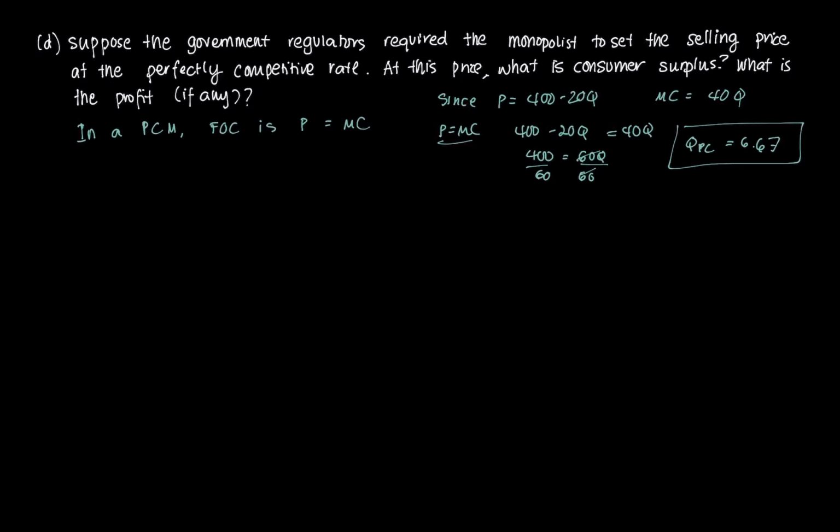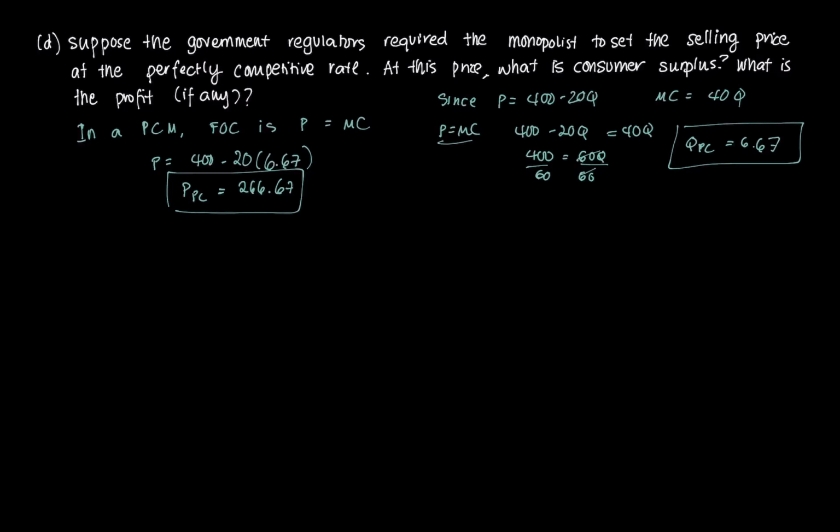Now, what's the price? So we can just plug this in. So that's P is equal to 400 minus 20 times 6.67. And that's going to be equal to, so P_PC, that's going to be equal to 266.67. Okay, so that's the price and the output combination in a perfectly competitive market.